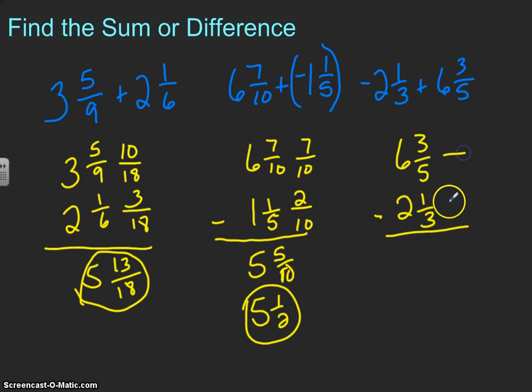I get a common denominator of 15. 3 into 15 is 5. 5 times 1 is 5. 5 into 15 is 3. 3 times 3 is 9. And because this is bigger than this, I don't have to borrow at all.